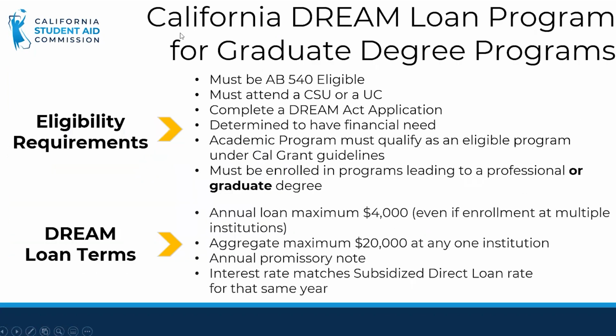All right. The California Dream Loan Program, this is a few years old now. One of the things that's changed is that you can now use it for both an undergraduate and a graduate degree. So the basic criteria hasn't changed. You have to attend a CSU or a UC. You have to fill out the DREAM Act application, and you have to meet the other criteria. But you could be eligible for up to $4,000 a year or up to a maximum of $20,000 over the course of your post-secondary career, right?